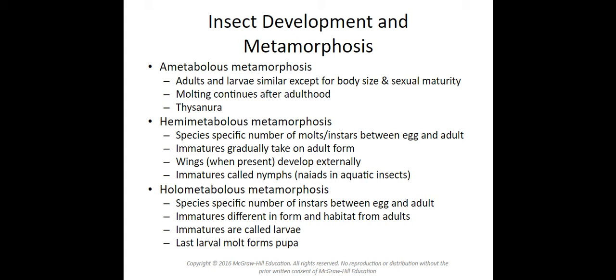Then there's holometabolous metamorphosis. And I remember this like whole metamorphosis. It fully changes. So that means that there's a specific number of instars or stages of changes between egg and adult. And the immature form is very different. They live in a different place. They have a different form than adults, caterpillars versus butterflies. The immature form is the larva, and then the larva will form into a pupa, which is going to be the immobile form, and then it'll turn into the adult.